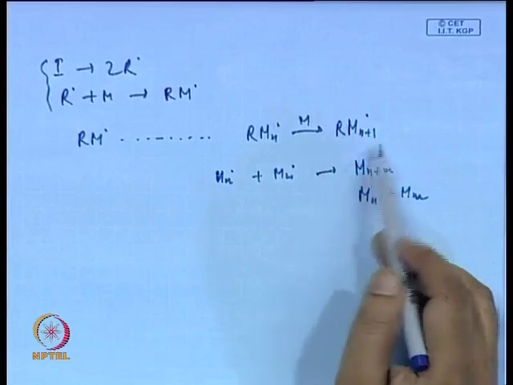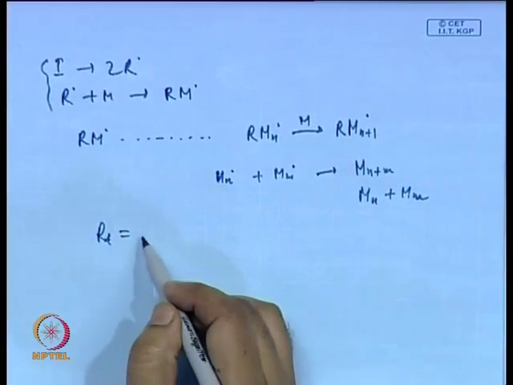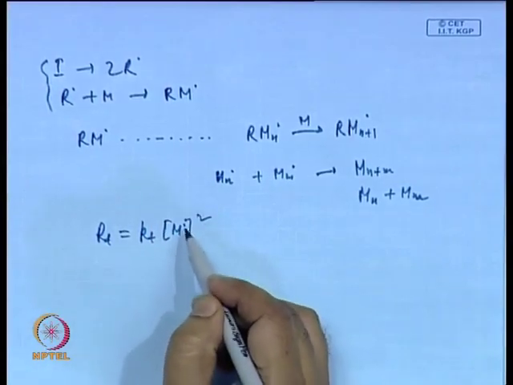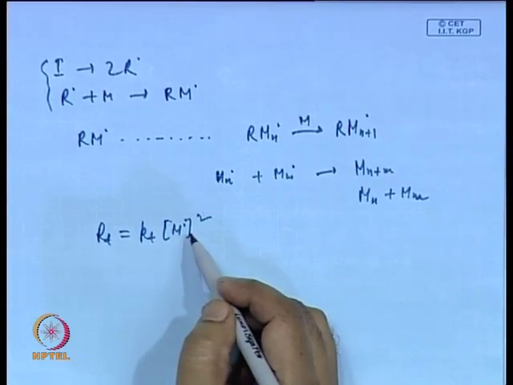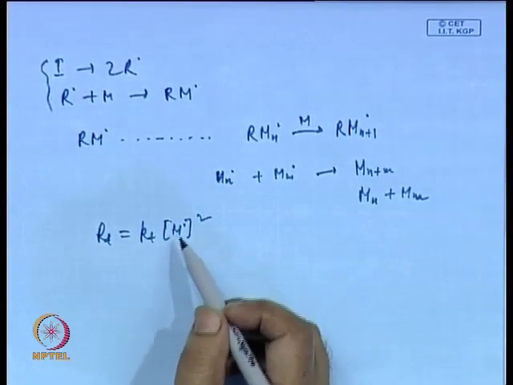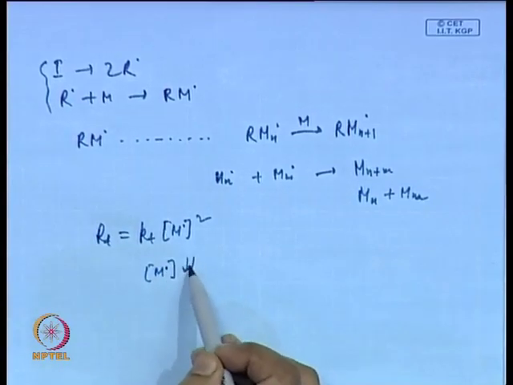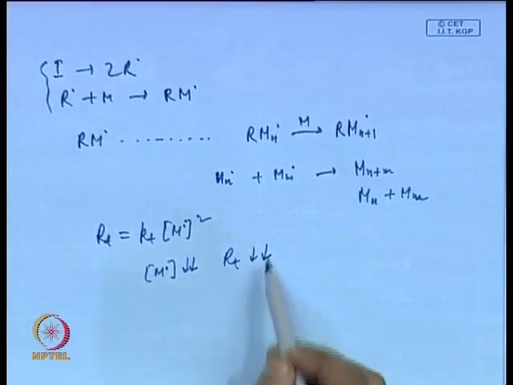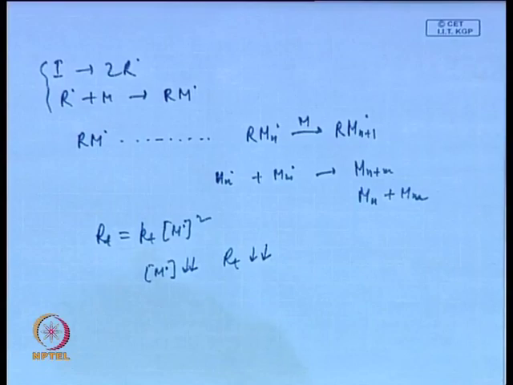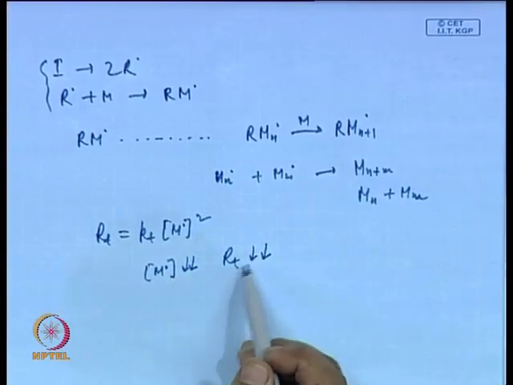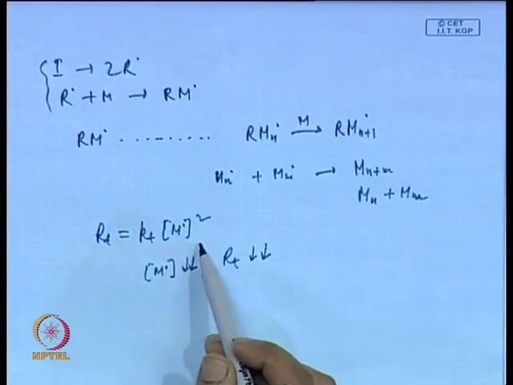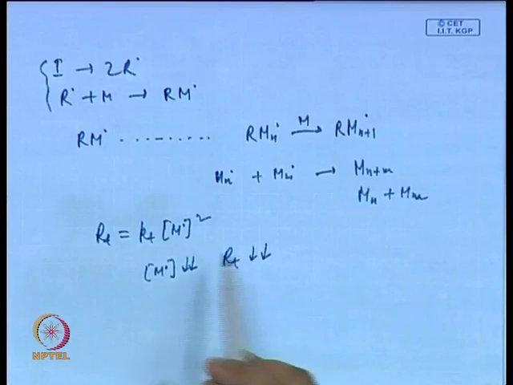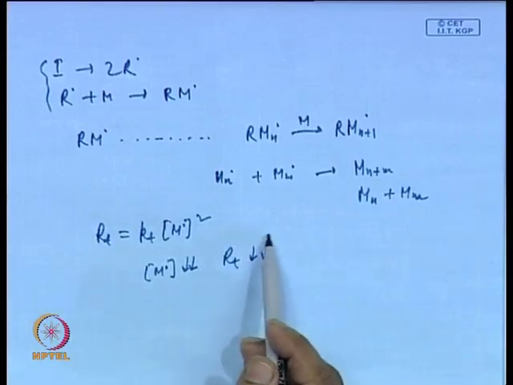Now, what is the rate of termination reaction? We know it is k t times M dot squared, where M dot is the total concentration of propagating radicals, the summation of the concentrations of all the propagating radicals present. If by any means you can reduce this M dot, then R t comes down much lower. If you can bring it down to such a level that R t is insignificant, then practically no termination reaction would happen. That will ensure that the chains which are getting initiated are not killed.